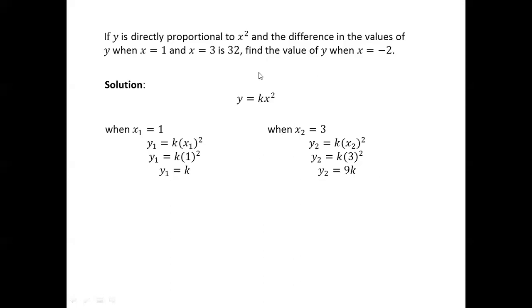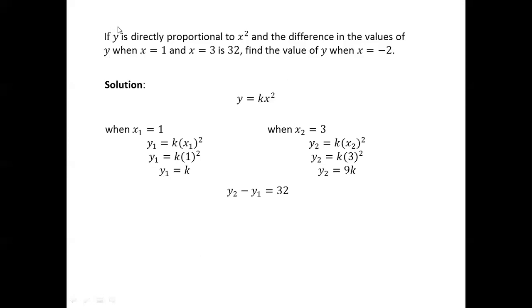Now, let's make use of the next information given to us, which is this part, the difference in the values of y, meaning y sub 2 minus y sub 1. It says here, difference in the values of y is 32. So y sub 2 minus y sub 1 equals 32. Now, how did I know that it's supposed to be y sub 2 minus y sub 1 and not y sub 1 minus y sub 2?